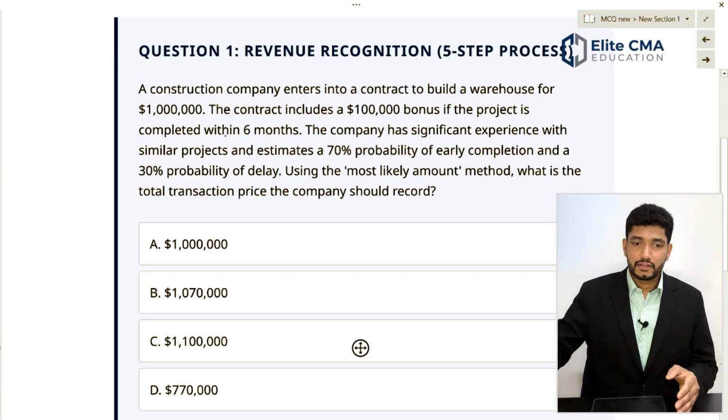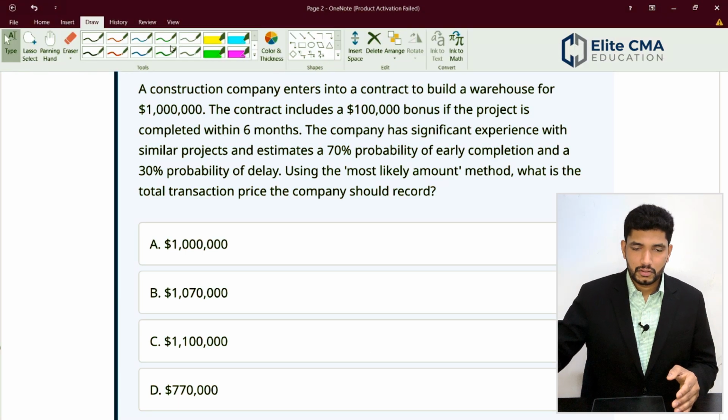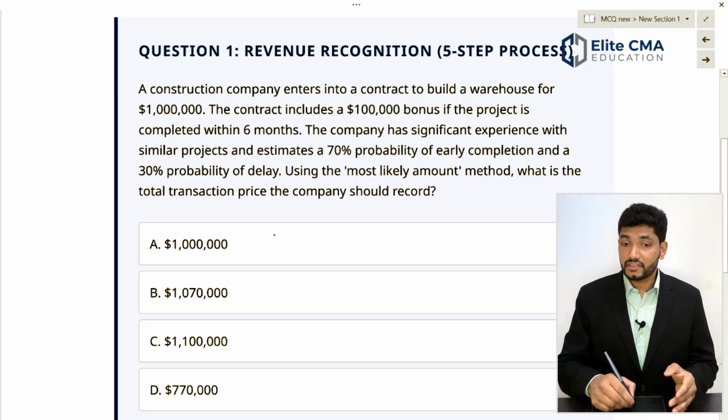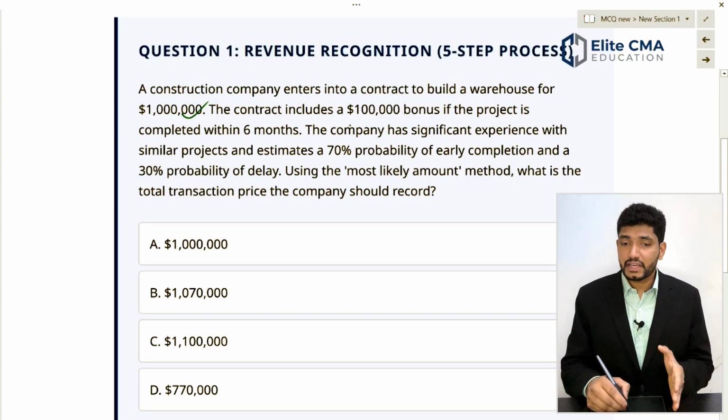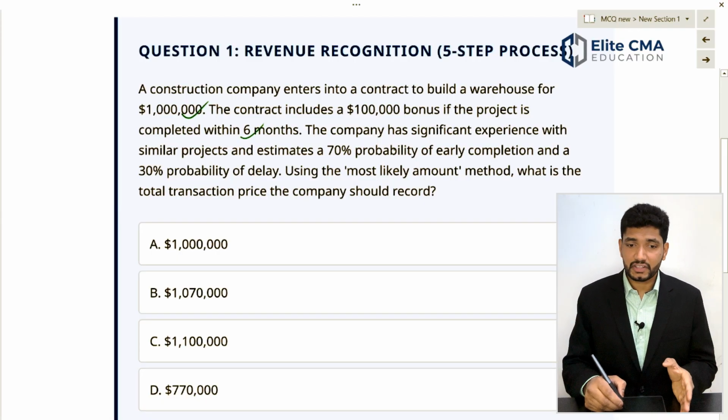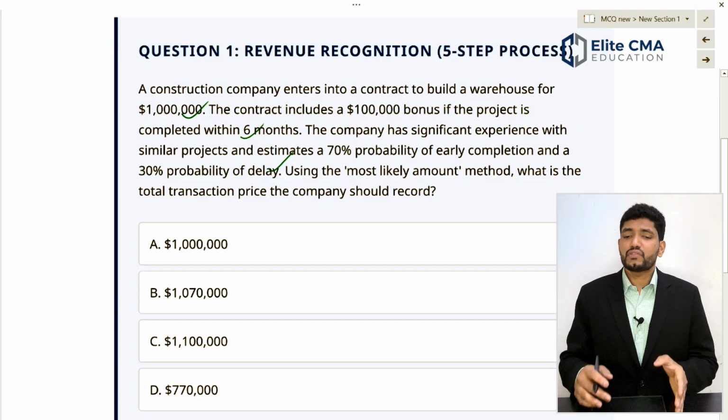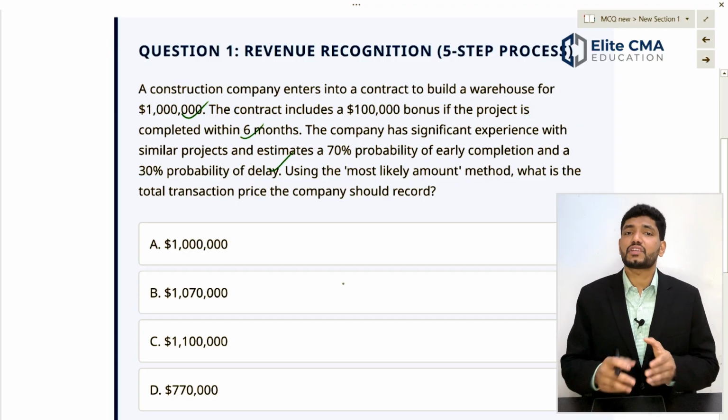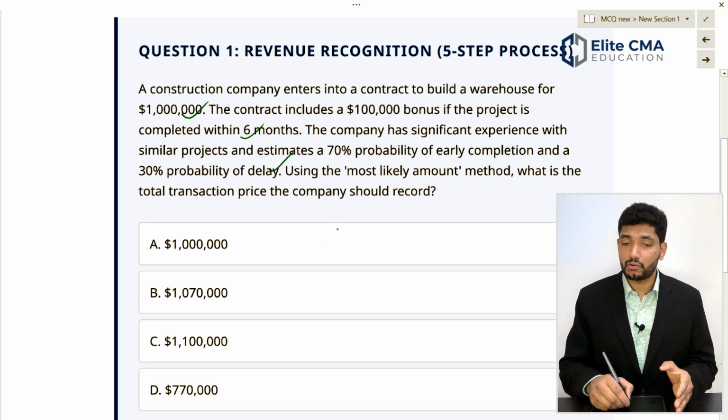First one, a construction company enters into a contract to build a warehouse for 1 million. The contract includes a 100,000 bonus if the project is completed within 6 months. The company has significant experience with a similar project and estimates a 70% probability of early completion and a 30% probability of delay. Using the most likely amount method, what is the total transaction price the company should record?